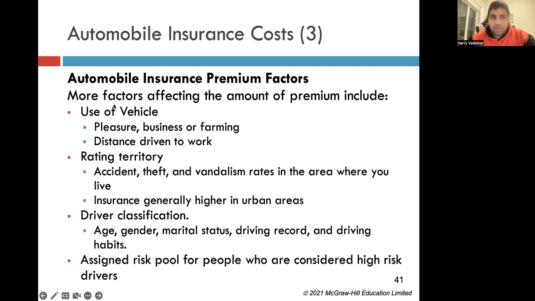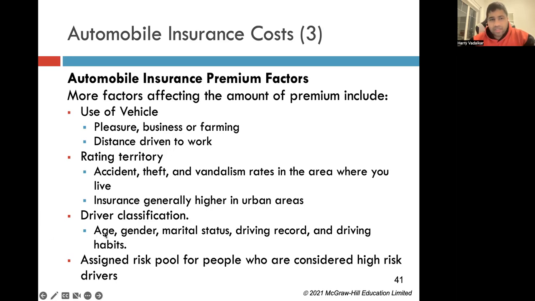Automobile insurance premium factors. More factors affecting the premium include use of vehicle. If you're using it for pleasure, business, or farming, that will determine the insurance. For business and farming, the insurance costs are higher. For pleasure, it is lower. Distance you drive to work: the less you drive, the lower the insurance premium. Rating territory: accidents, theft, and vandalism rates in the area where you live. Insurance is generally higher in urban areas, lower in rural areas.